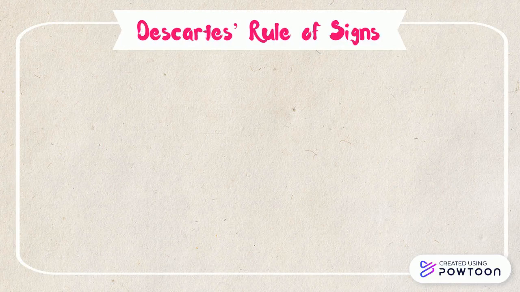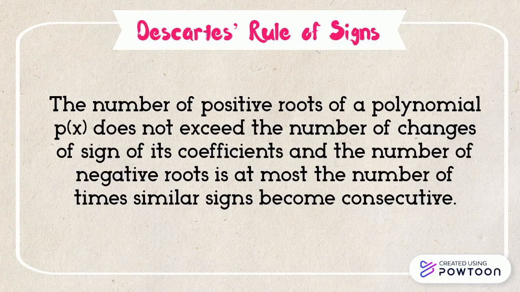Descartes' rule of signs. The number of positive roots of a polynomial does not exceed the number of changes of signs of its coefficients, and the number of negative roots is at most the number of times similar signs become consecutive.